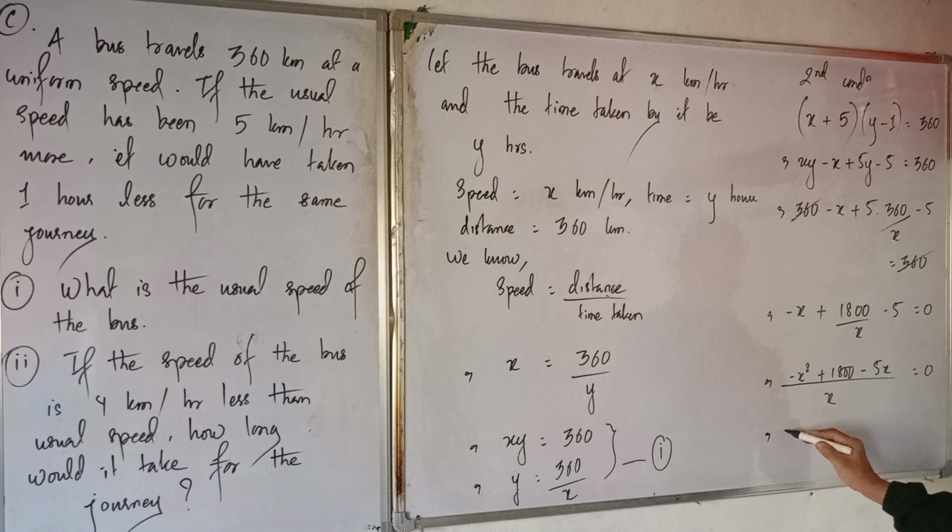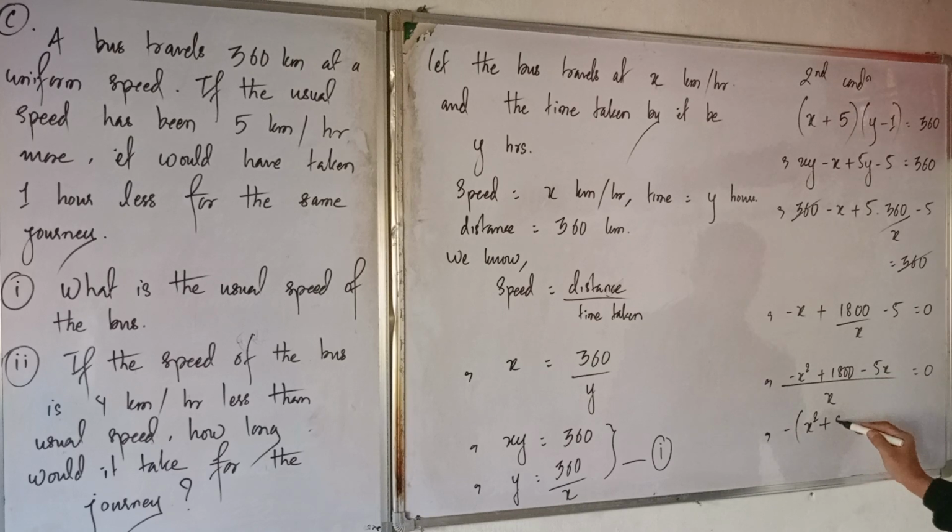Now you can take minus common here, and the equation becomes positive x squared. This negative becomes positive 5x, and this positive becomes minus 1800, equals 0. And this minus sign will go with the 0, and the remaining becomes x squared plus 5x minus 1800. Now you know what to do, just factorize that.